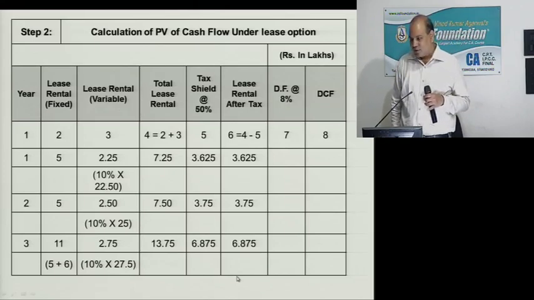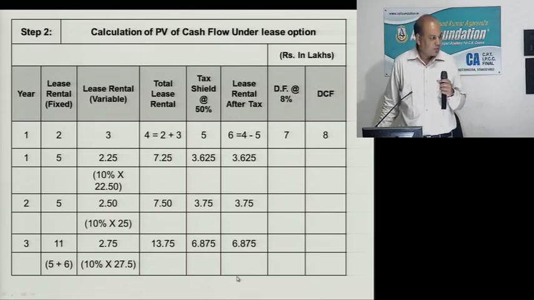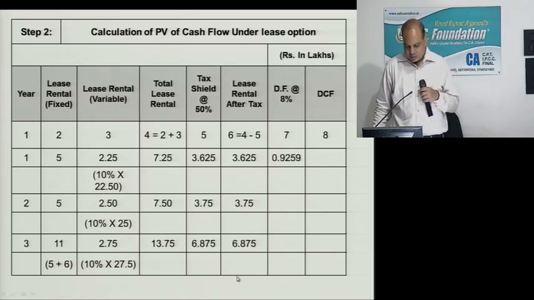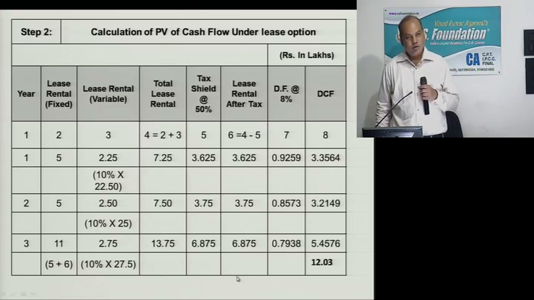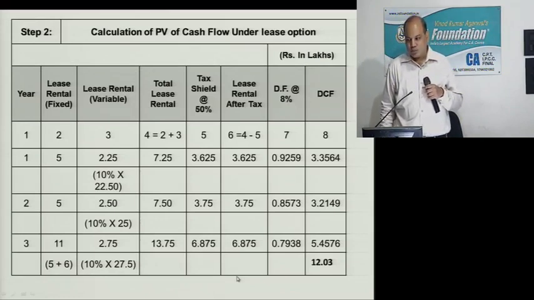Now 8% discount rate. And then multiply total. How much? Yes, 12.0286. 12.0286 is right. 12.03 is right. 12.02 is right. If you go for leasing option, this is your PV of cash outflow. Any query on this?